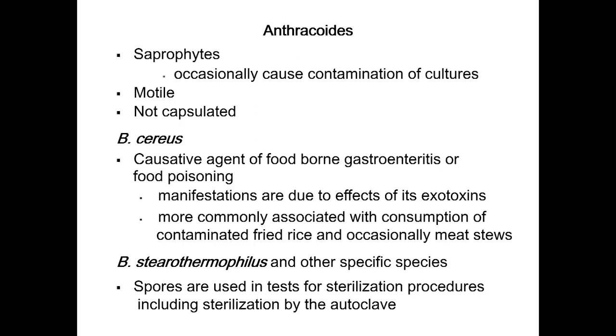Then some species that are also significant, one of them is Bacillus cereus. And this is important as a causative agent of foodborne gastroenteritis, a type of food poisoning. It contaminates food, maybe food that has been eaten and left without being covered properly or being refrigerated, left over overnight, and being a saprophyte like other anthracoids, it will contaminate the food and grow in the food. So the manifestations are due to effects of its toxins. There's a toxin that it would release in the food, but there's also another toxin that would come out once it's in the gastrointestinal tract.